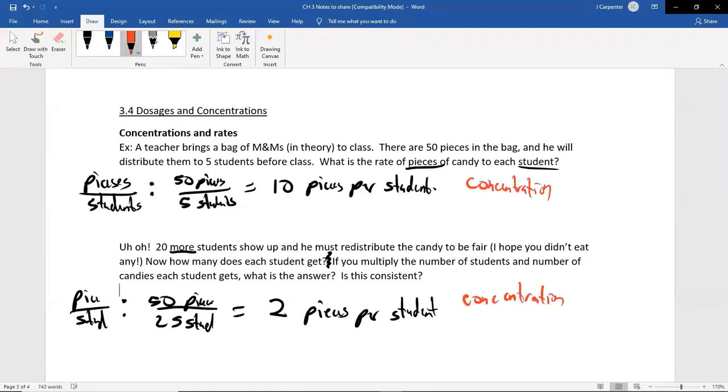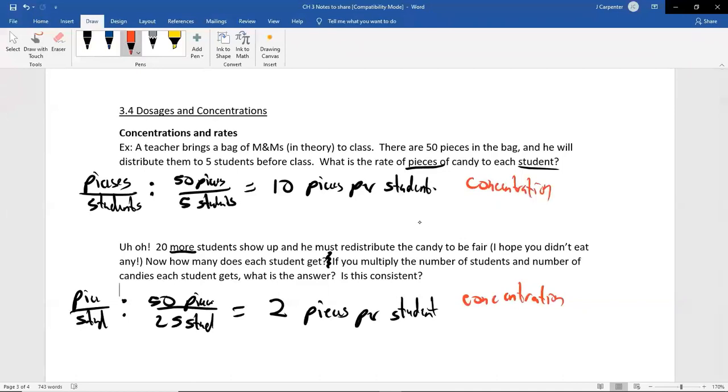So a concentration is a rate. I'm going to say it 2 more times. A concentration is a rate. A concentration is a rate. It's a rate of something that you have to distribute amongst a population, maybe a population of people, or maybe an object space. So maybe a volume of water or a surface area of something like that. I meant to say not of.